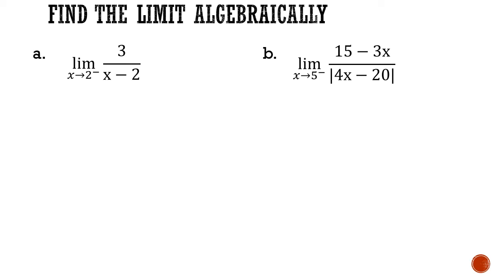Now, we're going to find the limit of these two problems algebraically, but we're still going to think about the graph. We're just not going to actually graph it like we did earlier. So A, you want to find the limit of 3 over x minus 2 as x approaches 2 from the left. This is a rational function, and I know with a rational function, I need to look at the denominator for vertical asymptotes. Sometimes I also need to see if there's a hole in the graph. So I have a vertical asymptote at x equals 2.